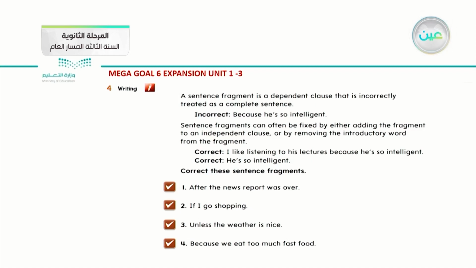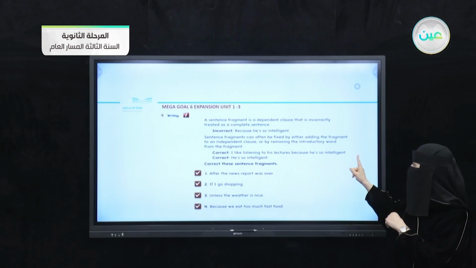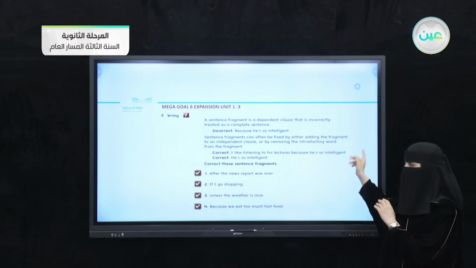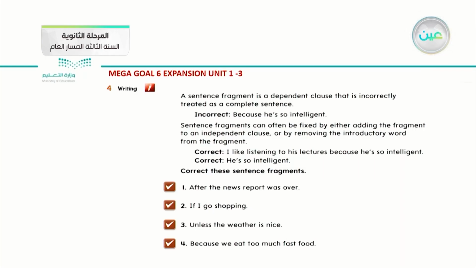They give us 2 ways. Number 1, by fixing it. How can I fix it? By an independent clause. I add it to an independent clause. Number 2, by removing the introductory word from the fragment. And they give an example down there.